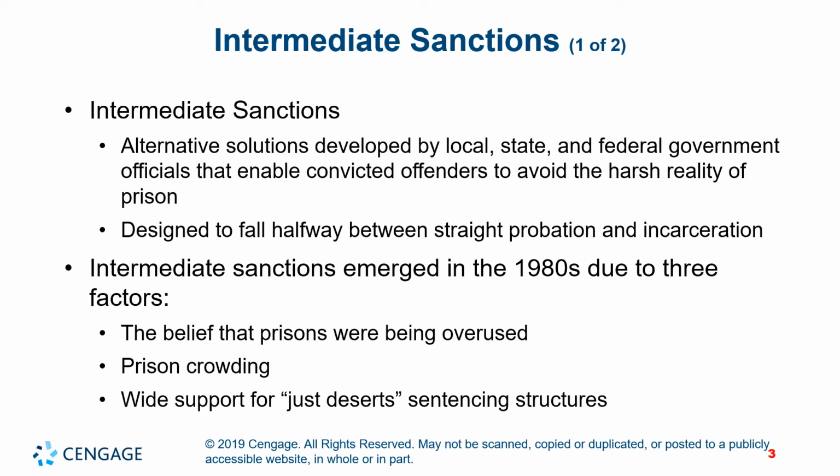Intermediate sanctions emerged in the 1980s due to three factors. First, the belief that prisons were being overused. The second, prison overcrowding. And also wide public support for "just deserts" sentencing structures.